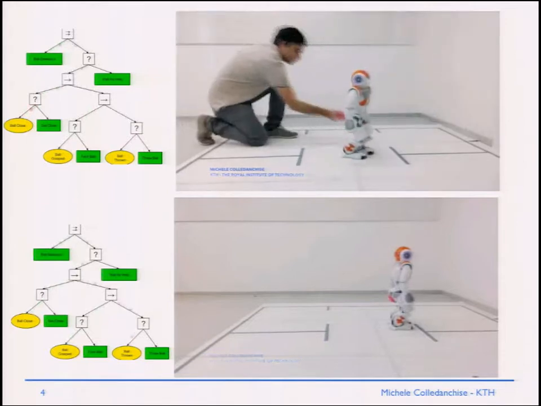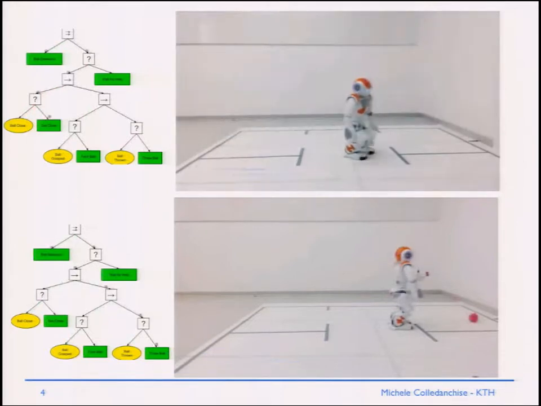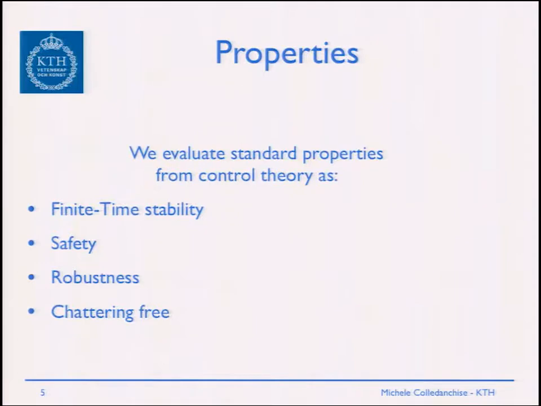But not only that, we also see that using behavior trees, it turns out that it's very easy to evaluate standard properties that come from control theory, like finite time stability, safety, robustness, and chattering free. These are very important because these formal characteristics are a must if we want to describe and design a highly reliable system.